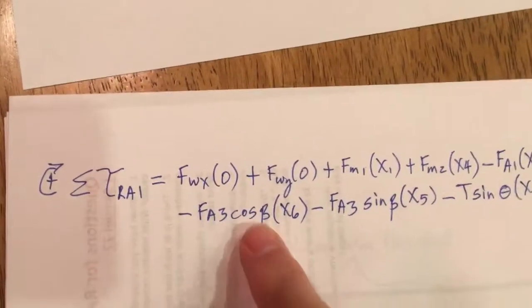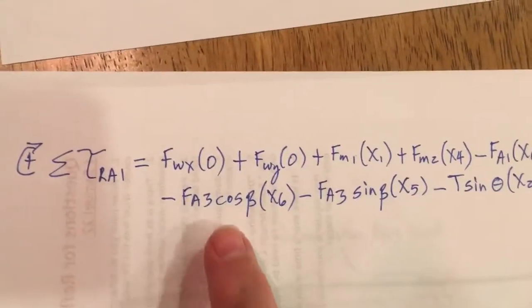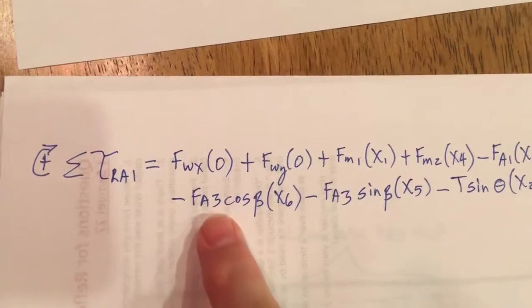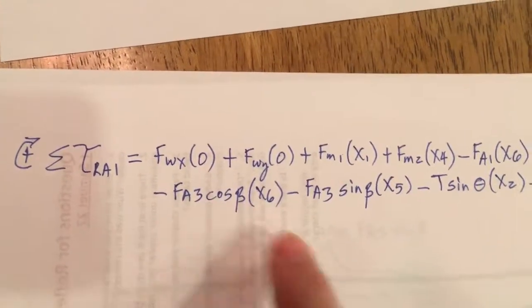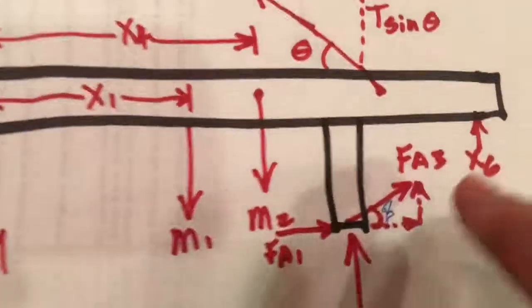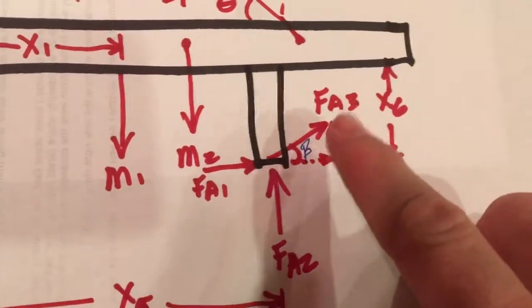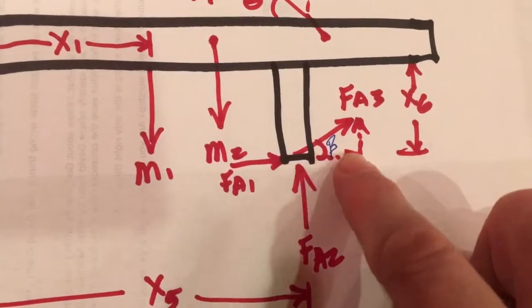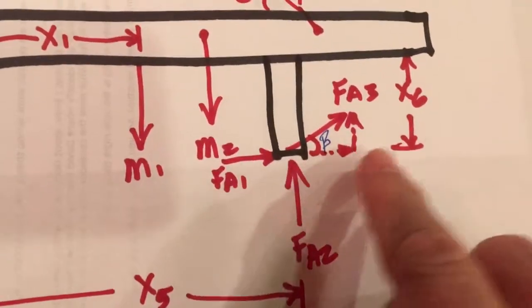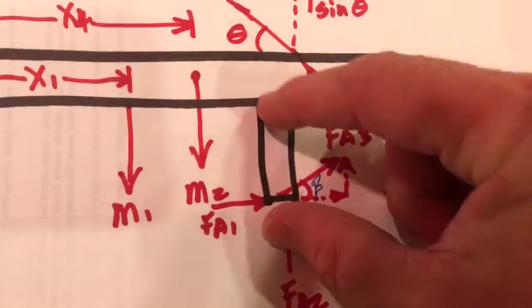And so again, these are going in counterclockwise directions. And so applied force at 3, cosine of beta times x6. And again, FA3 with the cosine is this force right here. And so its perpendicular distance is the length of this beam here. It has nothing to do with this distance here.